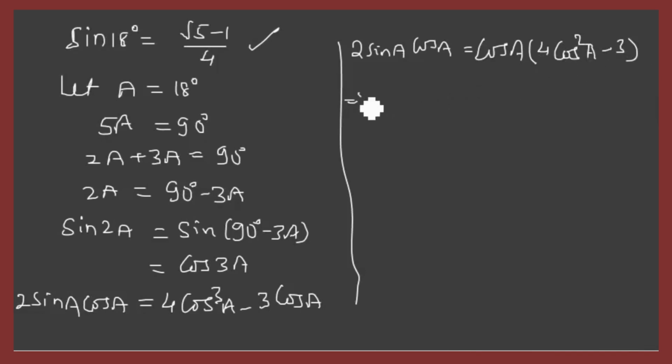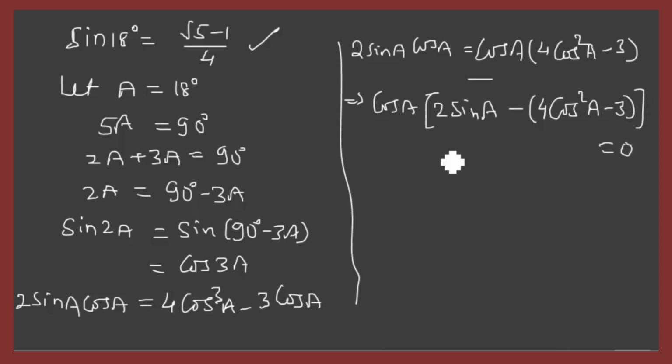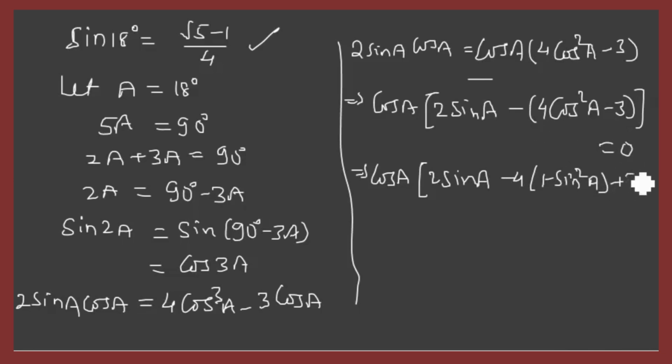Okay, now I take everything to the left. There we can take cos a common. So this is cos a times (2 sin a minus (4 cos square a minus 3)) equal to 0. Now this is cos a, and this is 2 sin a, and I will convert the rest in terms of sine. So cos square a is 1 minus sine square a, so I write here 1 minus sine square a, and minus minus becomes plus 3, equal to 0. So we basically get the sine factor here.